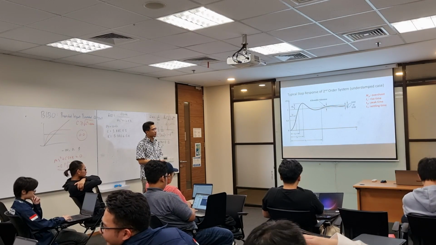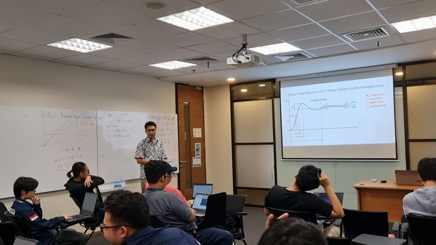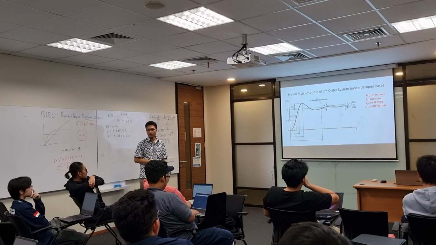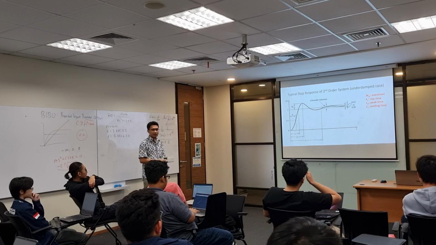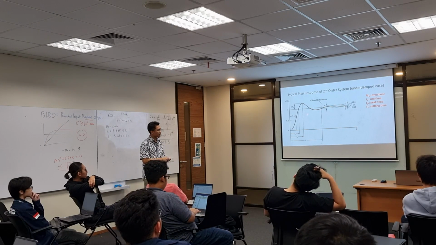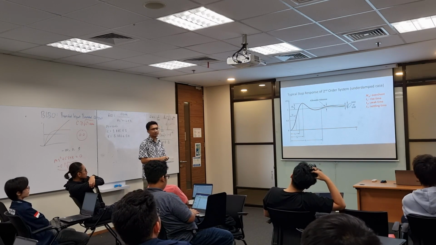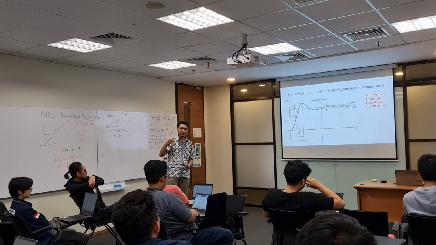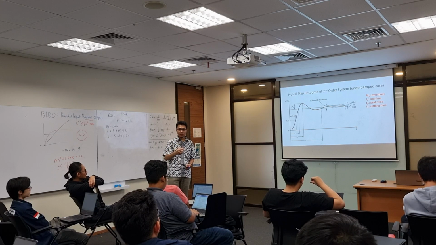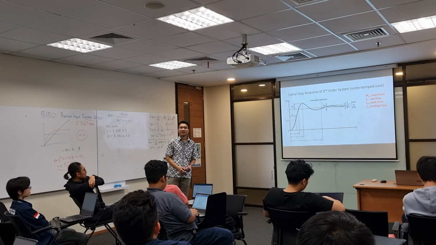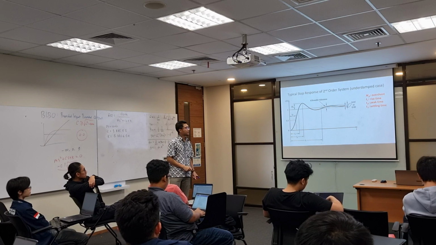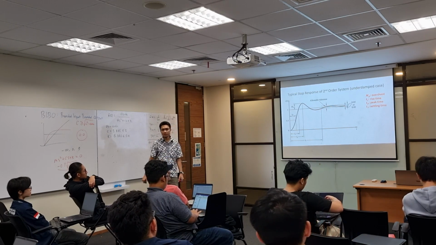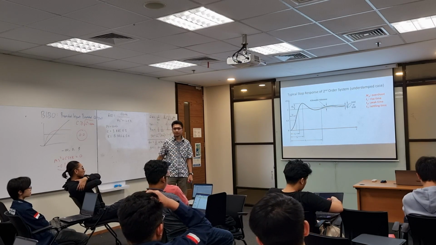Okay, TR stands for rise time, the time required for the response to reach 100% of the steady state value. TP, peak time, time to reach the peak, and then the settling time. Settling time means the time when the response settles. After it reached the allowable tolerance band, it never goes out. That means it is settled.